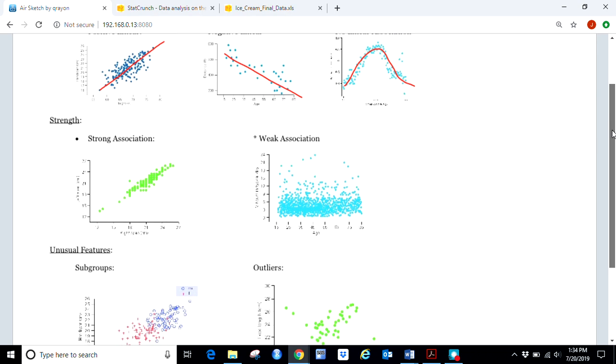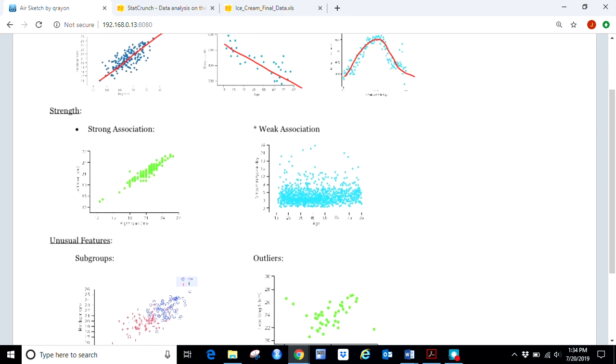All right, next let's talk about strength. I've given two big extremes here to talk about the strength when looking at a plot. This one I'm calling a strong association, this one I'm calling weak. But let's first go through and answer the questions we answered up here. Would you feel good about this being a straight line relationship?